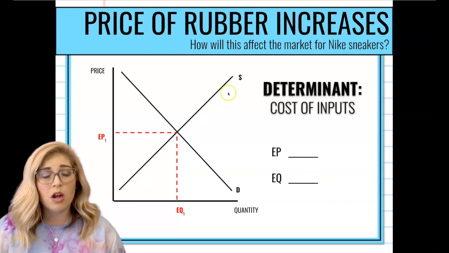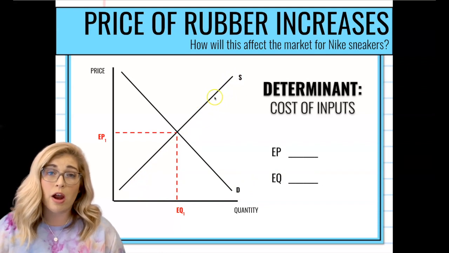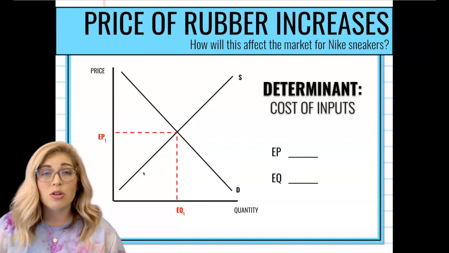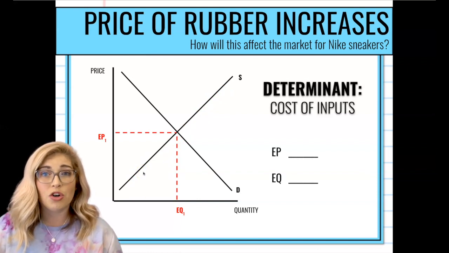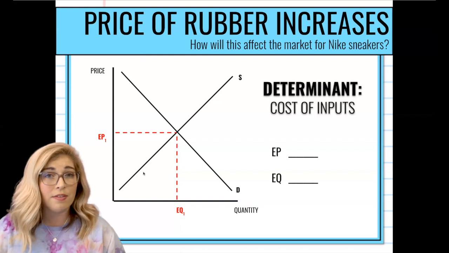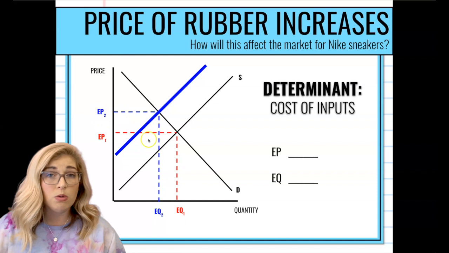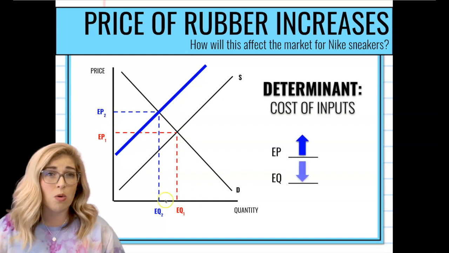As a producer, if it's more expensive for you to acquire rubber, that's going to influence the supply of your Nike sneaker because rubber goes into making it. So that's going to cause your supply to decrease, so we shift it to the left. Again, we have two new points of equilibrium, our new price and quantity. In order to get back to equilibrium, we would increase the price and decrease the quantity.